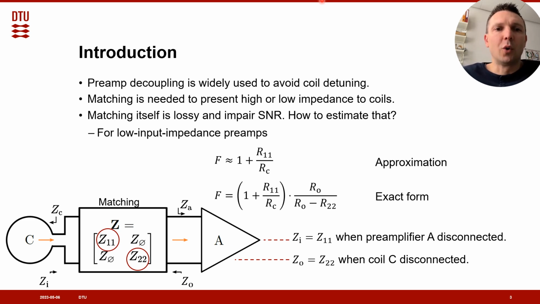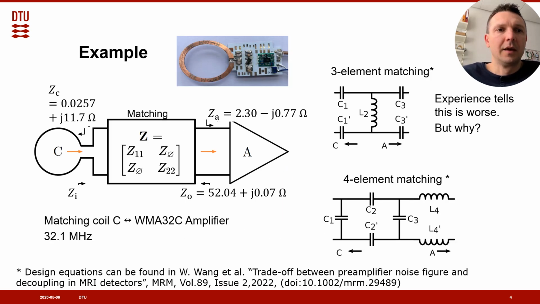The approximation holds for the typical case of using a low input impedance preamplifier, which is pre-matched to 50 ohms. The relationship reveals that the SNR degradation is defined by the ratio between the loss in the components defining R11 and the coil loss. To demonstrate this, let's consider an example.